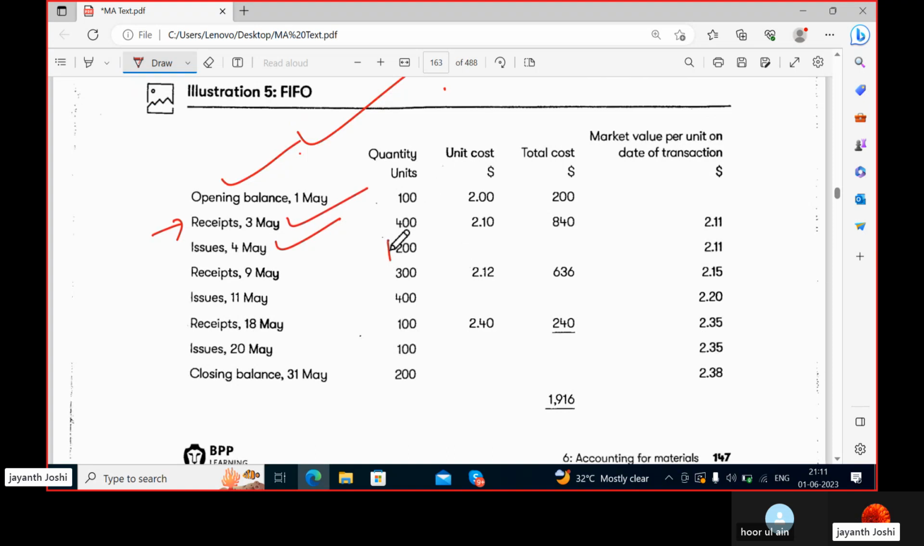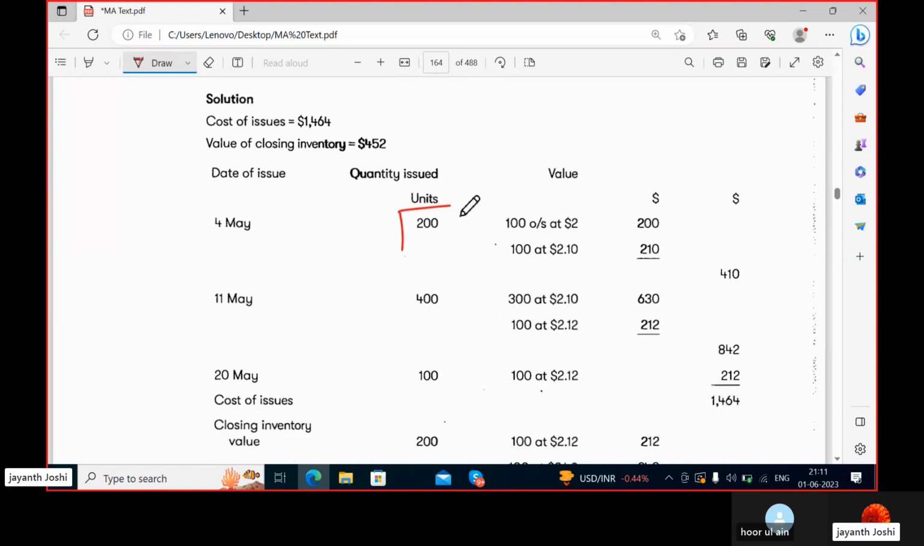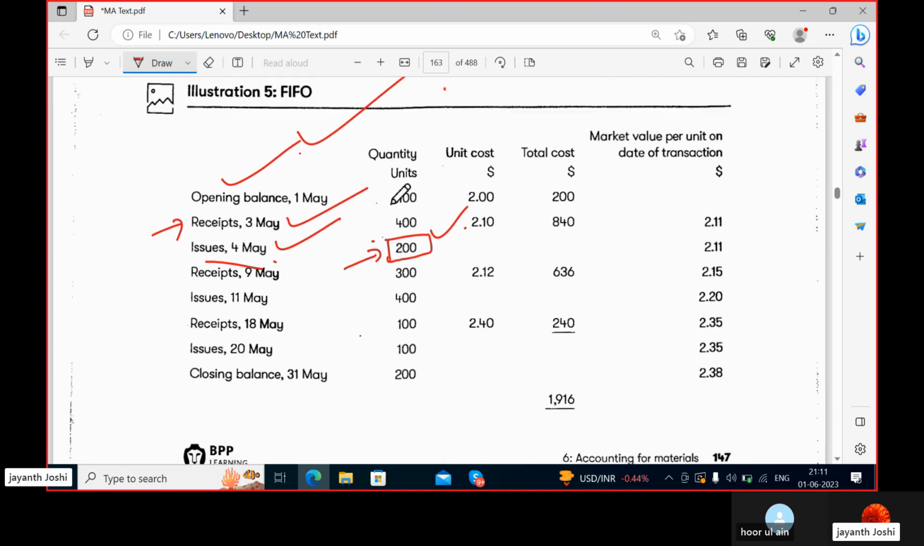So how much do you have to issue? 200, am I right? This is what you have to sell now on 4th May. On 4th May, you have to sell these many units. So what you would do is you would sell from the inventory what you bought first. You had 100 units in the beginning, so you will sell these 100 units first. To fulfill the order of 200 units, you have to take another 100 units, so you will take 100 units from this, which you have bought.